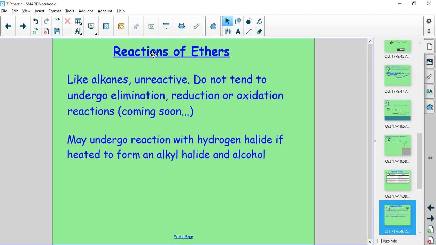Okay, so reactions of ethers: generally unreactive. We'll talk more about reduction oxidation reactions later on. But generally, if an ether is reacted with a hydrogen halide in the presence of heat, you'll get an alkyl halide and an alcohol. Now, this mechanism and reaction does get a bit more complicated than I'm going to show you, so I'm simplifying it for the purposes of this course.